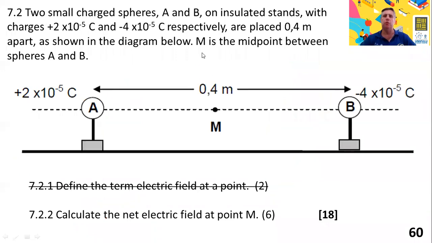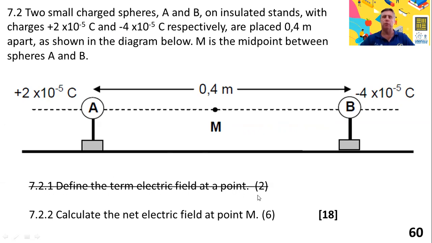Second part, 7.2, is an electric field calculation. You're told that 2 small charged spheres, A and B, are on insulated stands as usual. You're told how much each charge is, and they're placed 0.4 meters apart, as shown in the diagram below. M is the midpoint between the spheres. So obviously from A to M is 0.2 meters. Now, once again, all of that writing is summarized in the diagram they give you. So make use of that diagram.